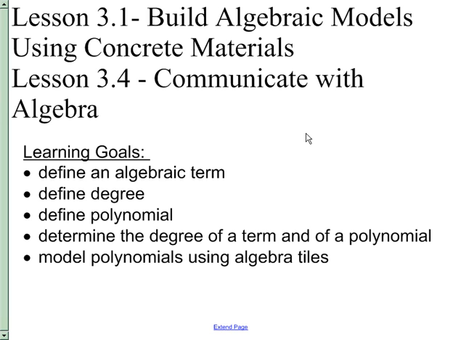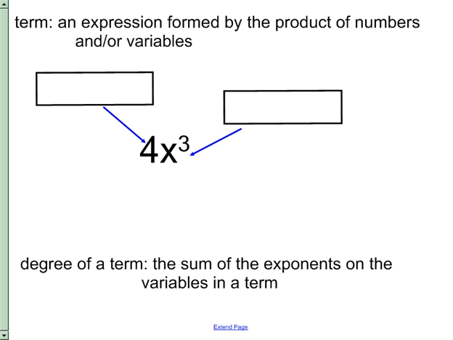This lesson, we're going to be combining 3.1 and 3.4, focusing on building algebraic models and communicating with algebra. There are 5 learning goals. The goals are to define an algebraic term, to define degree, to define polynomial, to determine the degree of a polynomial and the degree of a term, and to model polynomials using algebra tiles. Okay, so we're going to focus a lot on terminology.